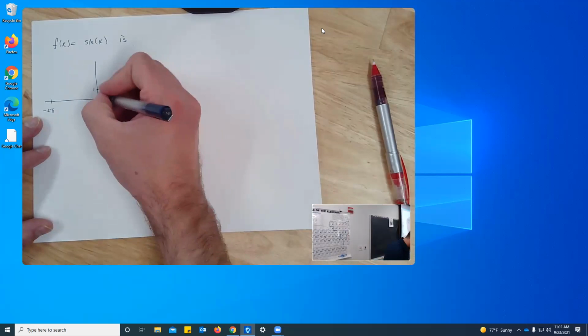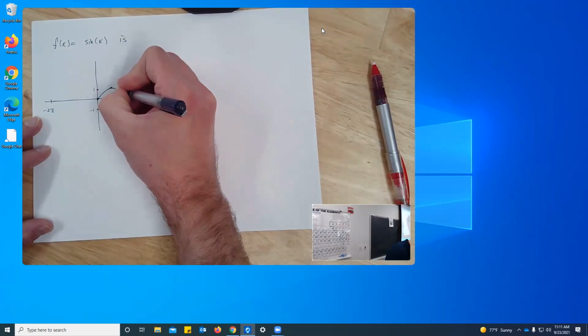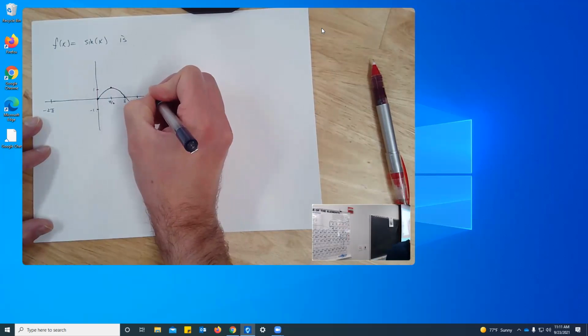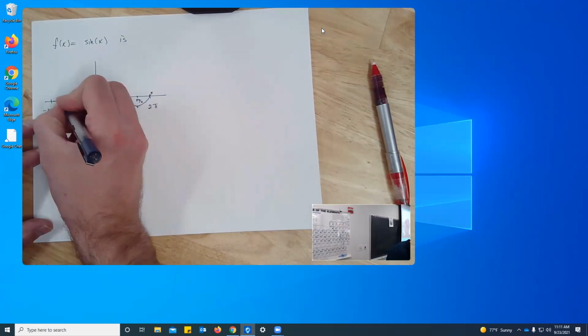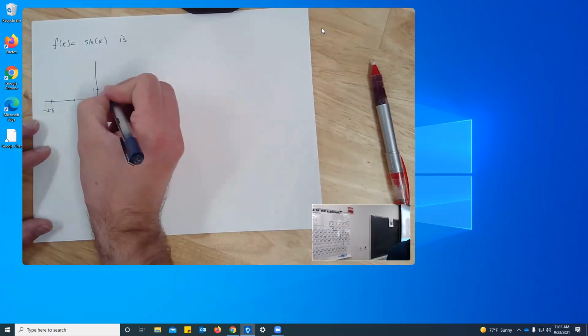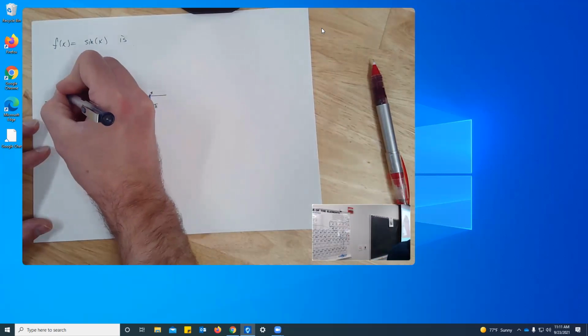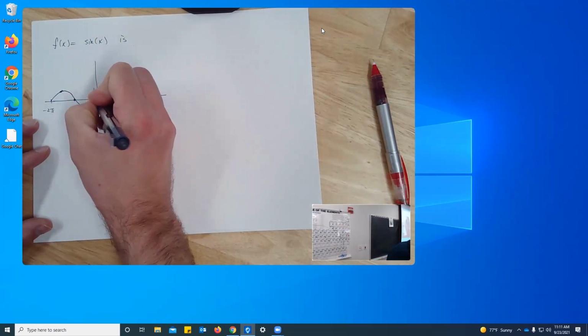And then that. Oh, come on. Also, right, Desmos is great. And then it does this to the left. And it's periodic, meaning it repeats itself every 2 pi. Ooh, okay, yeah, sure.